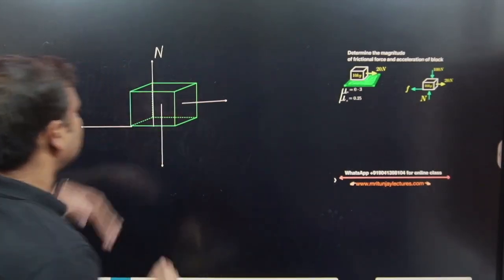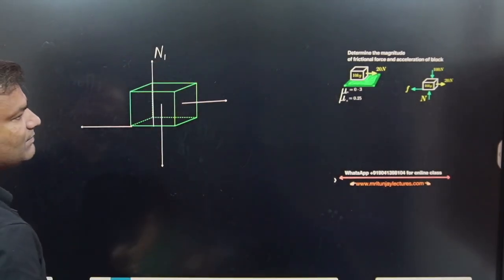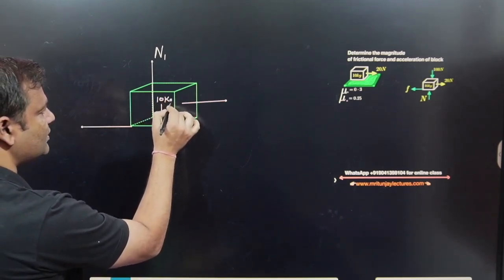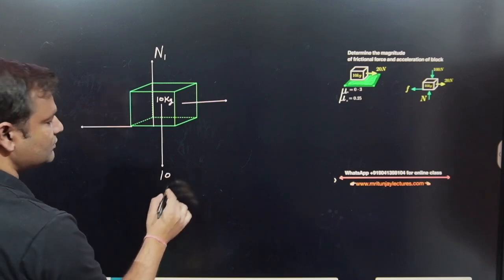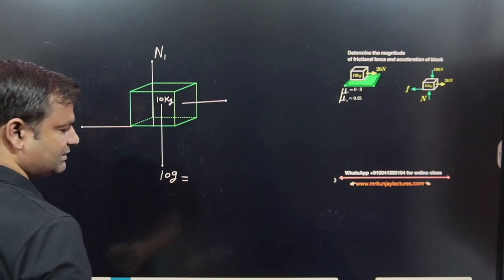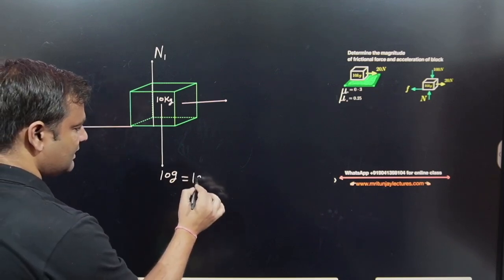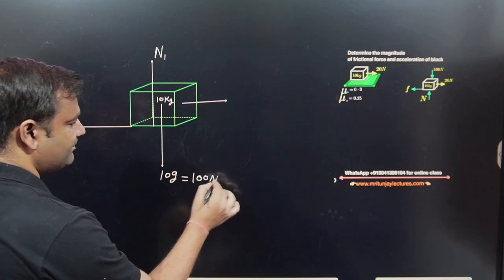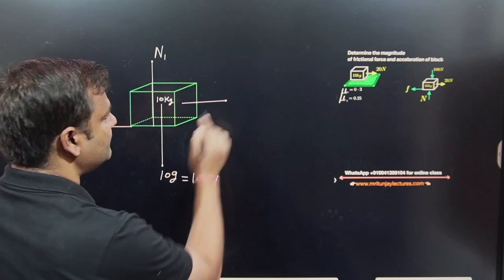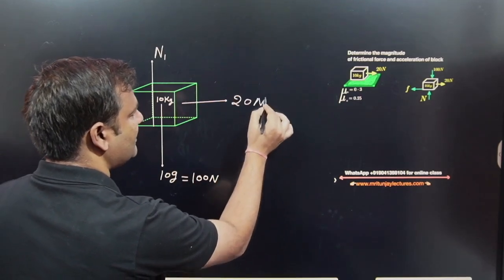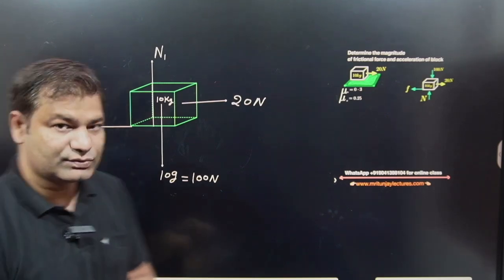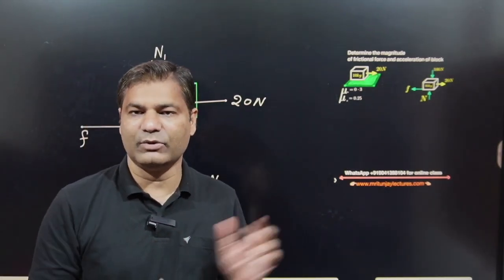that surface. So N1. mg always works downward, that is 10 kg, so 10 into g. For simplicity, if you take g equal to 10, that is 10 into 10, that is 100 Newton. Okay. Also clear? Now, here 20 Newton applied force, frictional force developed in this direction. So this is the complete free body diagram of that block.